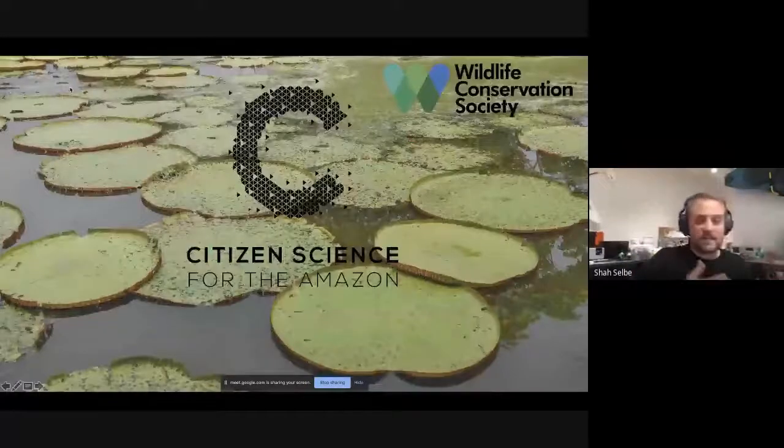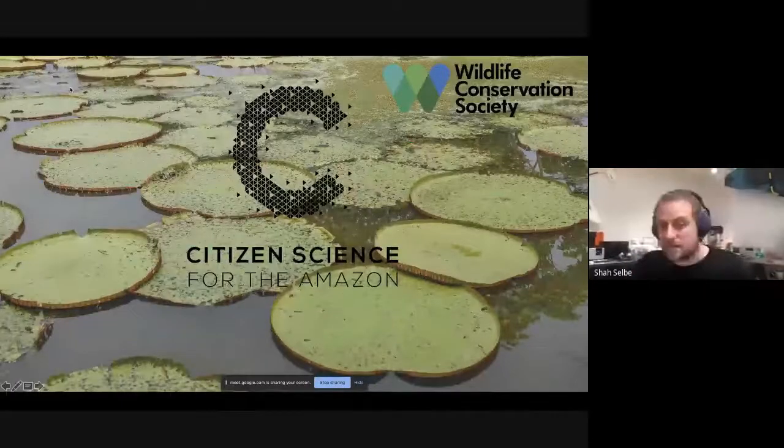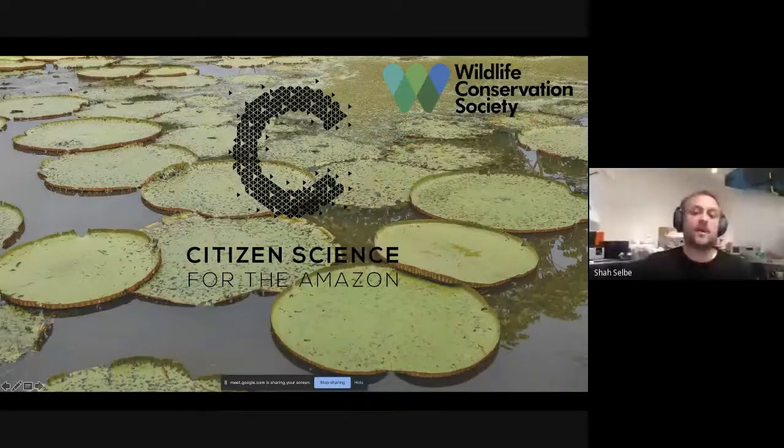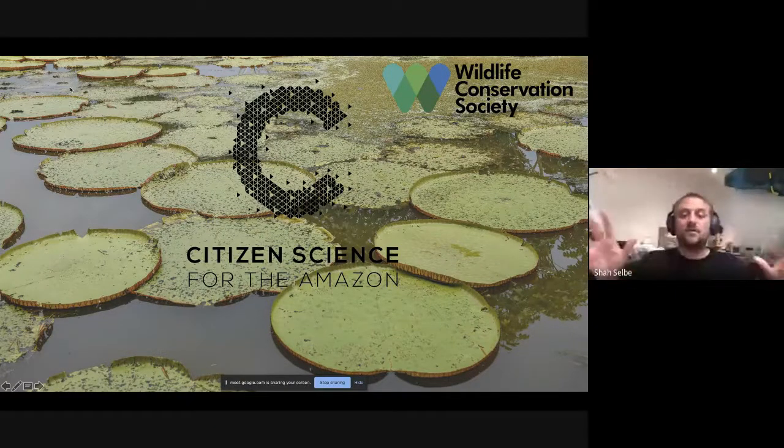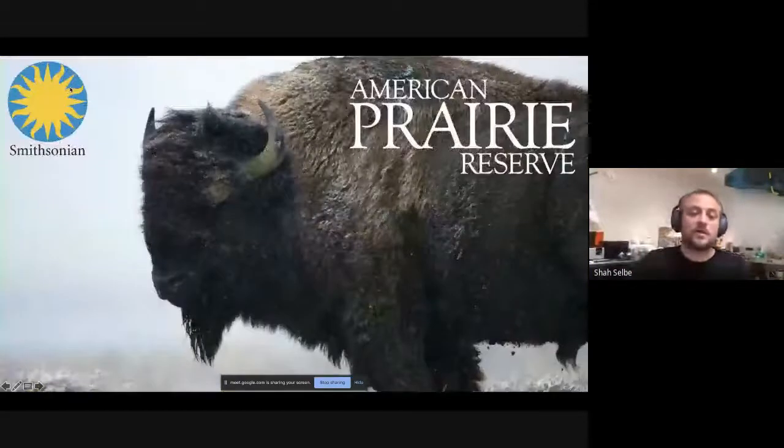So over the last couple of years, we've been deploying prototypes of FieldKit in a number of different situations. We have a big project with the Wildlife Conservation Society and Florida International University, for their citizen science for the Amazon project, where we're working with local scientists and indigenous communities to do water quality monitoring and weather monitoring across the entire Amazon basin. This is 5 of the countries that make up the entire Amazon basin that we've been working on this project with.